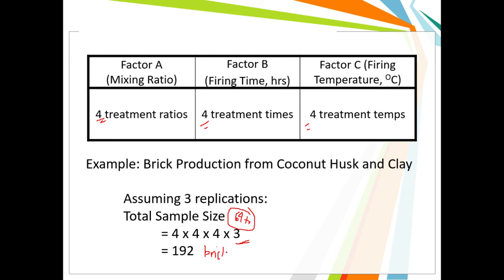That is for one dependent variable. So if that is compressive strength, 192 bricks will be used. That is for a complete factorial design. If we have another dependent variable, water retention, another 192 bricks, and so on. So the more treatments and the more dependent variables, the more samples or experimental units we have to produce. That is the challenge of multifactorial analysis of variance designs.